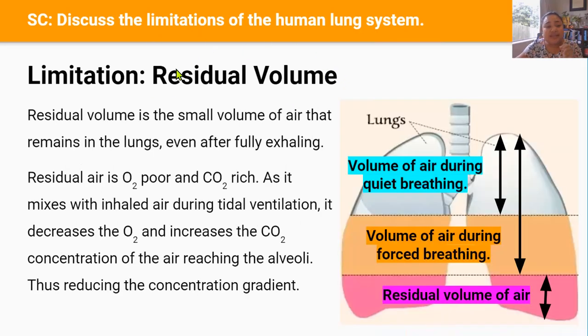Residual volume is linked to tidal ventilation, and this residual volume is also a limitation of the lung system. I'm not sure if you've noticed this because you probably don't spend too much time thinking about each breath you take unless you're a meditator, but have you noticed that when you're doing quiet breathing, so when you're breathing at rest or under normal circumstances, you're only letting a small volume of air in and a small volume of air out? As long as you're alive, you can never fully exhale all the air out of your alveoli. You can never exhale all the air out of your lungs.